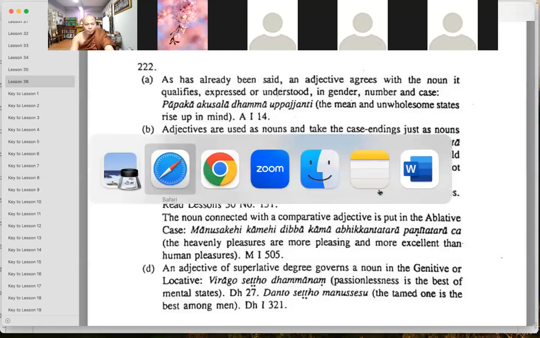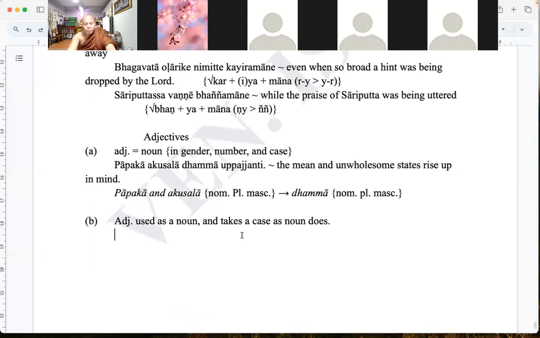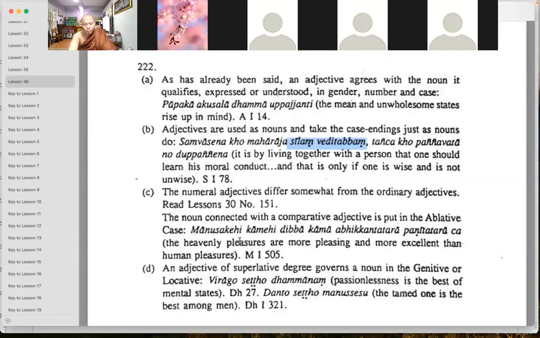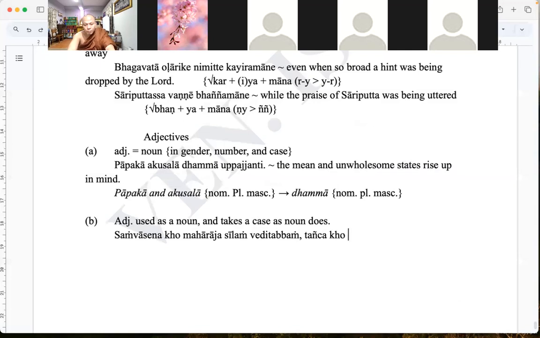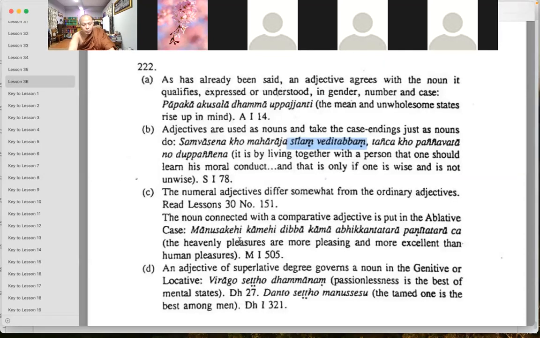Okay, firstly, I will write down. Maharaja. Sila Weditapan. Tinja ko. Binya Wada na do Binina, no do Binina.